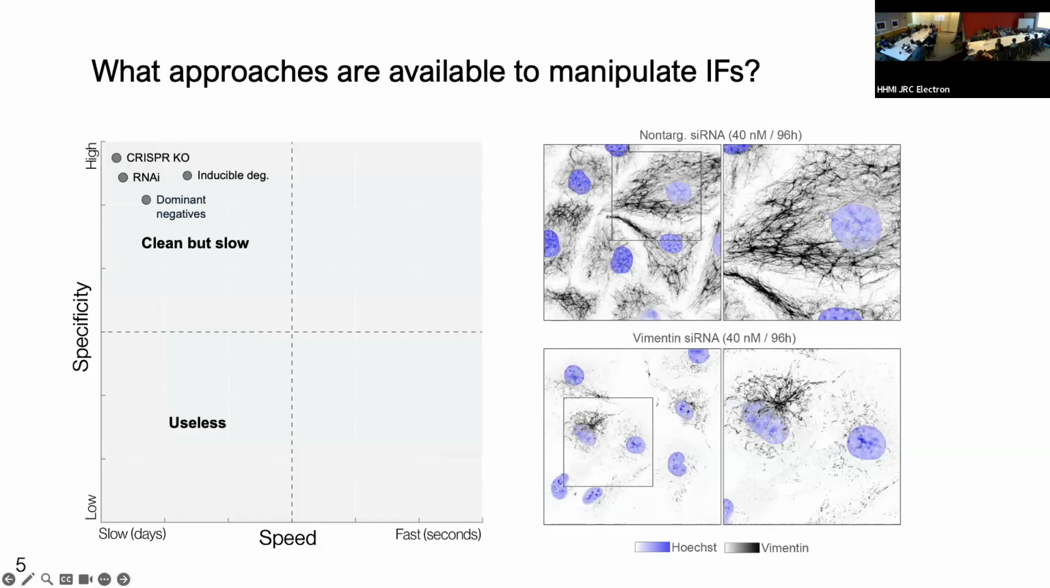But in general, these strategies are somewhat inconsistent and they take a long period of time to affect disassembly of the cytoskeleton. And in that long period of time, you can have compensatory changes that mask the actual phenotype of what these IFs are doing. But still, these are what are mostly used.